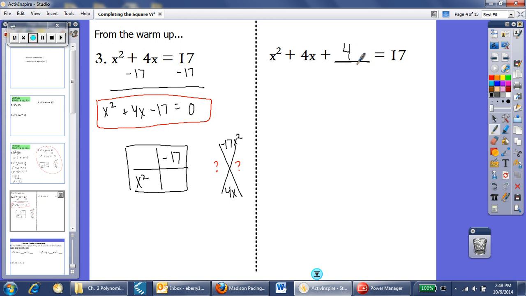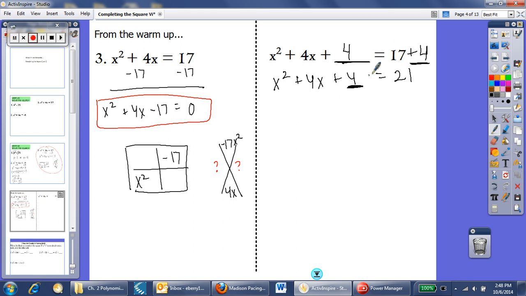If I'm adding 4 to the left side, I need to add 4 to the right side. So let me write this again. x squared plus 4x plus 4 equals 21. So there's a couple things here. First, you may be wondering, how did I think of 4 to make this factorable?